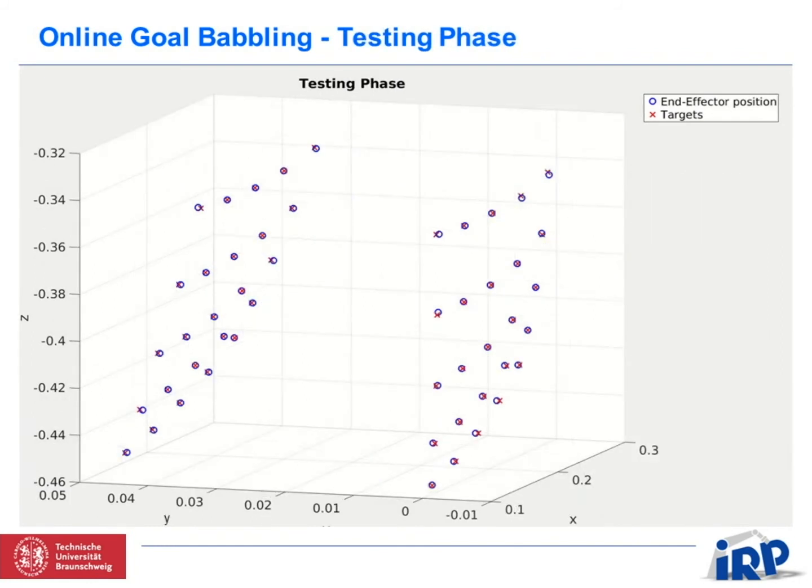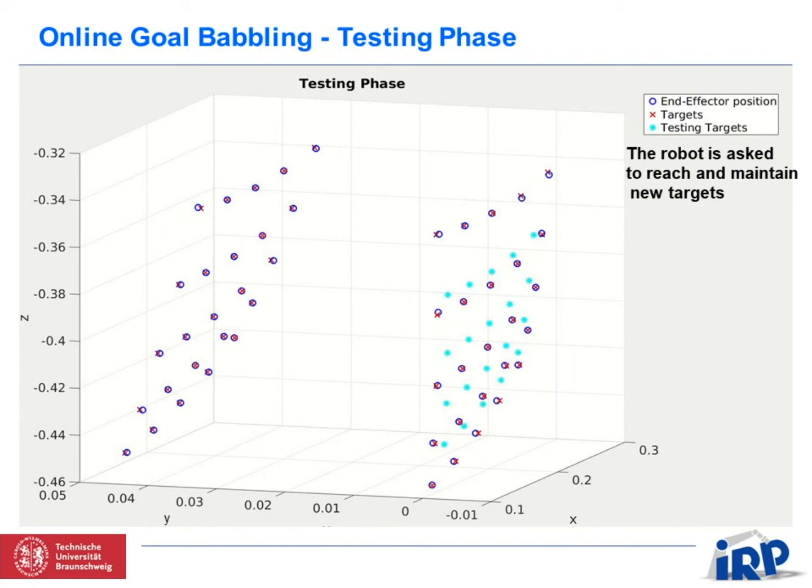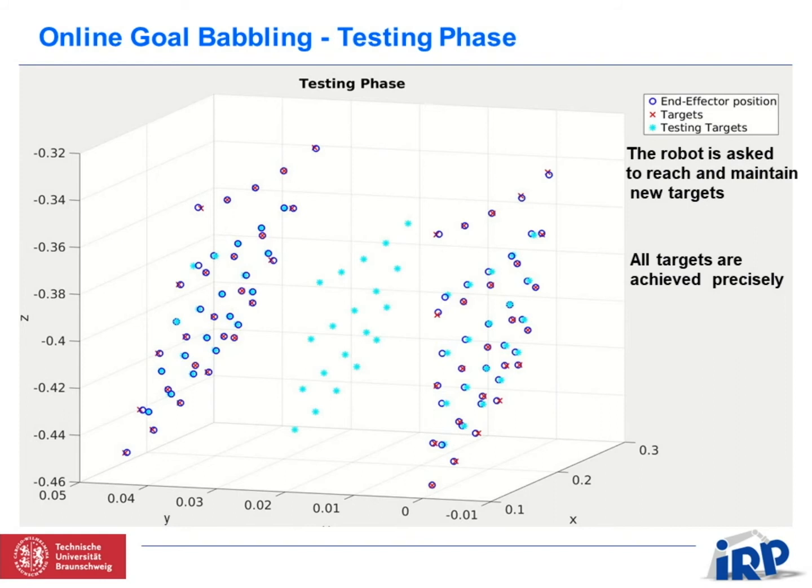To visualize the generalization capability of our approach, testing targets within the previously defined grids as well as between the grids are selected and the robot is asked to maintain them. All testing targets are correctly maintained as indicated by the blue circles and the resulting testing error is less than 1 millimeter.